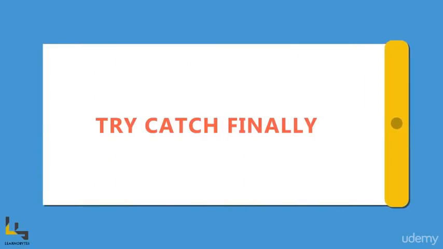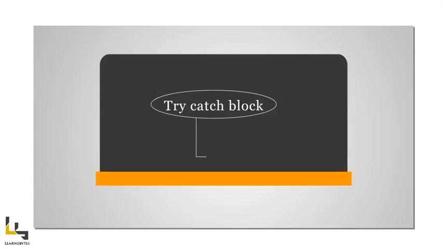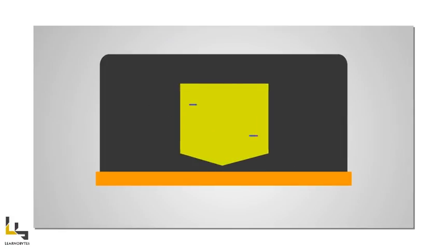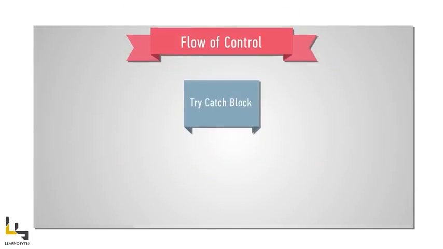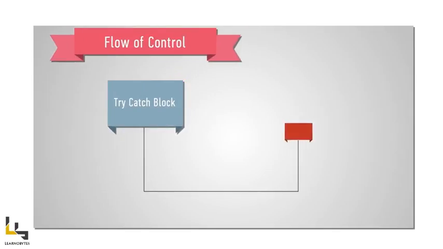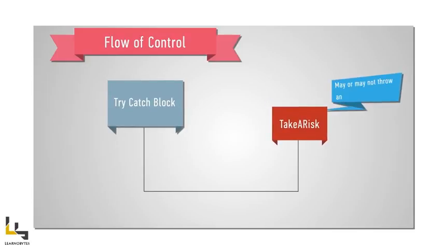Try, catch, finally. We have seen the use of try catch block for handling exceptions. In this video, we will also introduce you to finally. To understand the flow of control in a try catch block, let's look at an example. We are defining a method flow that calls the method takeARisk inside a try catch block. The takeARisk method may or may not throw an exception.